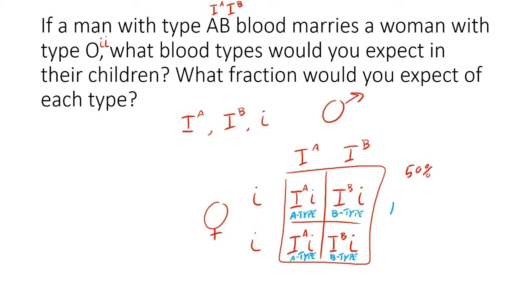So you would get one A-type to one B-type. It's a 1-to-1 phenotypic ratio. What fraction would you expect to see of each type? 1/2. 1/2 of the offspring would have each type. You would have 0 offspring with AB type blood. You would have 0 offspring with type O blood. You would only see A type blood and B type blood from this cross.